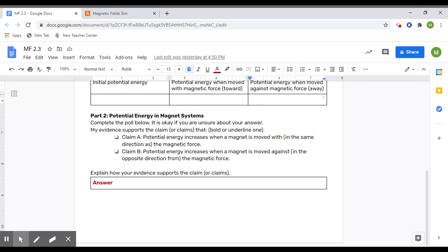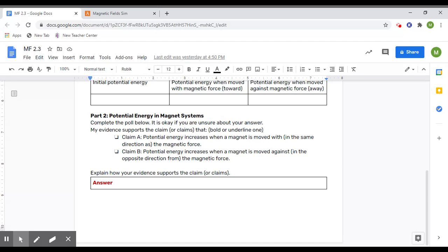It's okay if you're not sure about your answer. So you want to take a look at your evidence from above and say if it supports one of these claims. So just bold, you can use this, or underline one. Claim A says potential energy increases when a magnet is moved with, or in the same direction as, the magnetic force, or potential energy increases when a magnet is moved against, in the opposite direction of, the magnetic force.